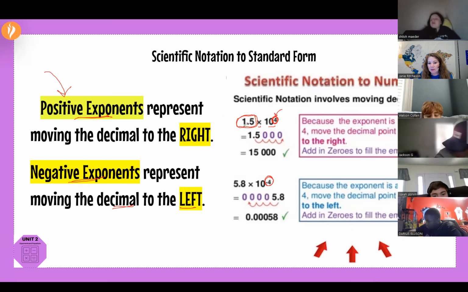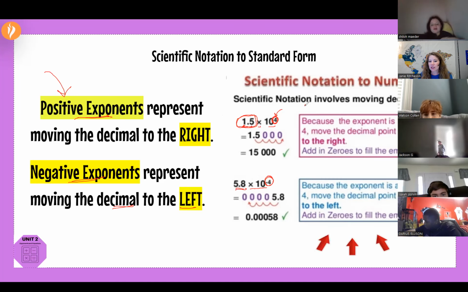So this number right here has to be between 1 and 9. The first digit can only be a 1, 2, 3, 4, 5, 6, 7, 8, or 9. And then you're almost always going to have a decimal. And like I said, you're going to be showing that it's being multiplied by a power of 10.